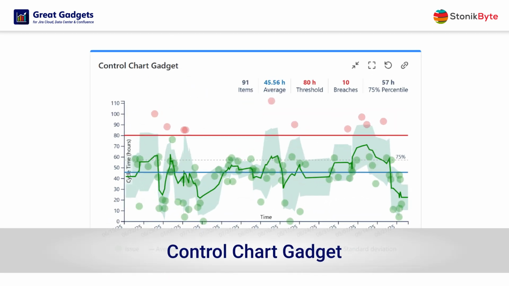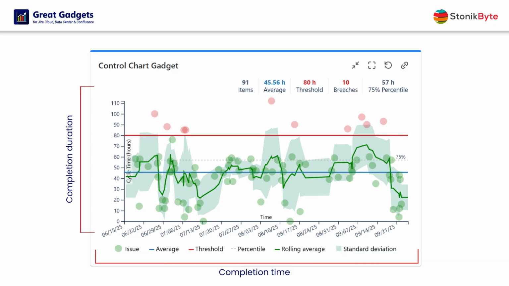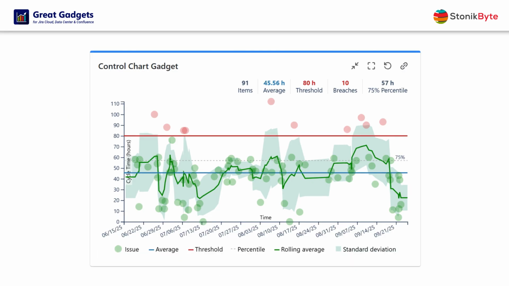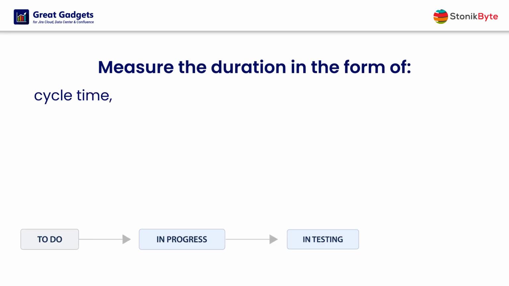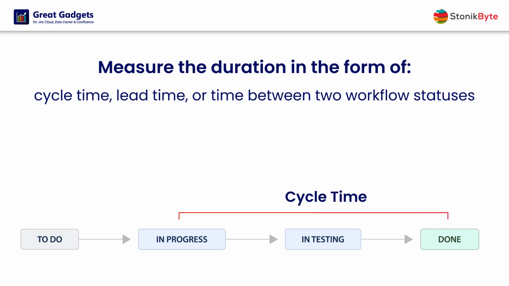The Control Chart gadget is a plot diagram that shows the work items from a filter by their completion time and duration. It tells you how long items are taking to complete, and helps you easily identify outliers. You can configure it to measure the duration, in the form of cycle time, lead time, or time between 2 workflow statuses. Cycle time is the processing time between the moment your team started working on the item, and when they marked it as completed.